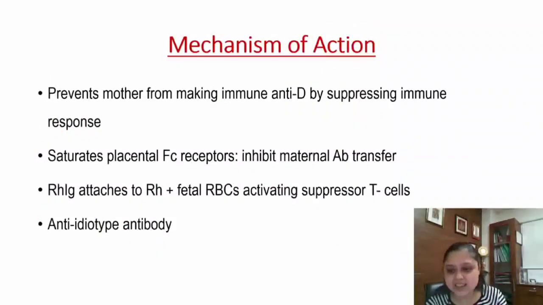So let us see how it acts, that is, the mechanism of action of Rh immunoglobulin. This is going to prevent the mother from making immune anti-D by suppressing the immune response. If we see the antibody structure, it is going to saturate the placental Fc receptors, which will further inhibit maternal antibody transfer. RhIG is going to attach to the Rh positive fetal RBCs, and it will activate the suppressor T cells, and further, in a nutshell, it is going to act as an anti-idiotype antibody.